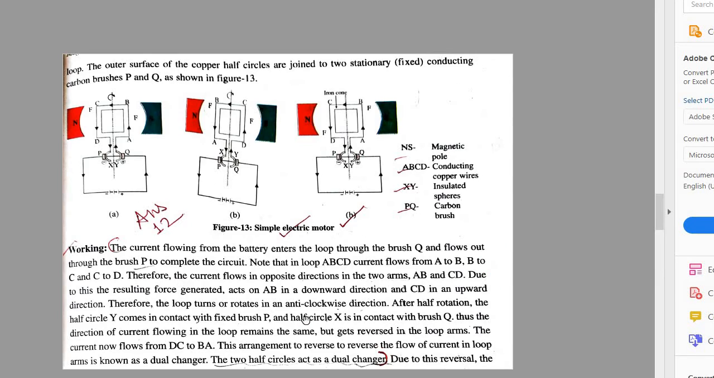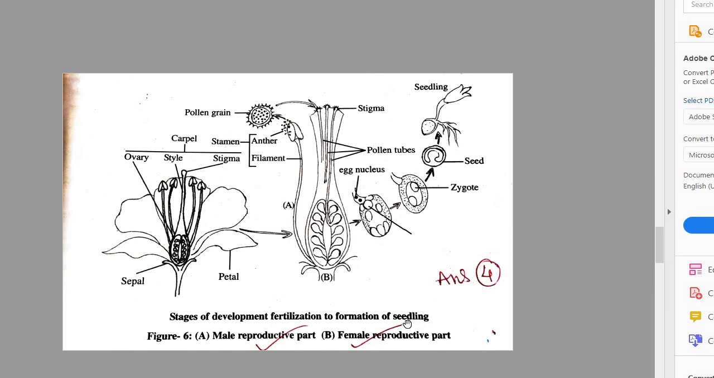Now next question is question number 4. Male reproductive part and female reproductive part of a flower. Here diagram is drawn. You have to draw this diagram, and then you have to explain this. The male reproductive organ of a flower is composed of all the stamens present in the flower, and each stamen has a head formed of anther bearing pollen in the pollen sac, and pollens are the structures that pass on to the stigma of the female reproductive part, and the process of transfer of pollen from anther to stigma is pollination.